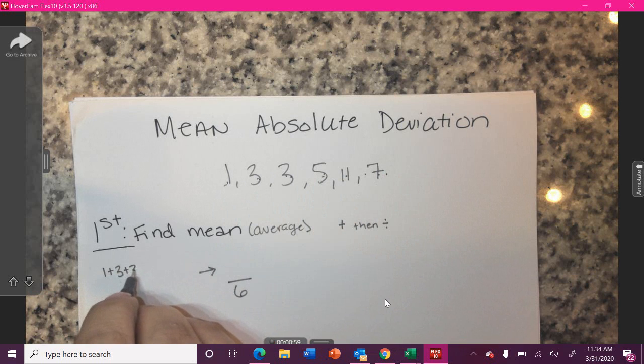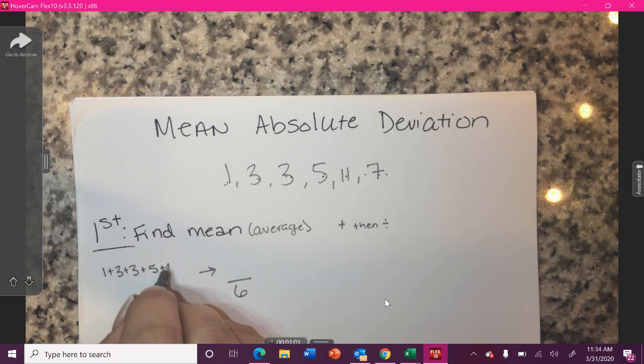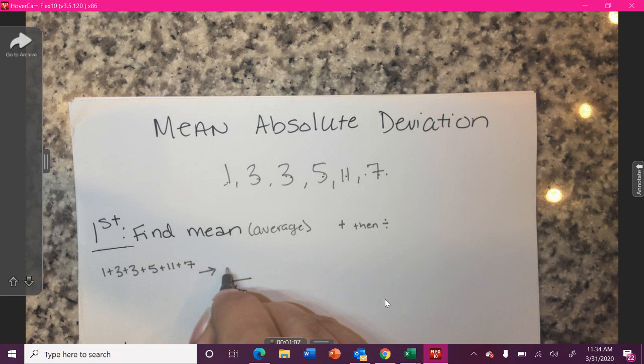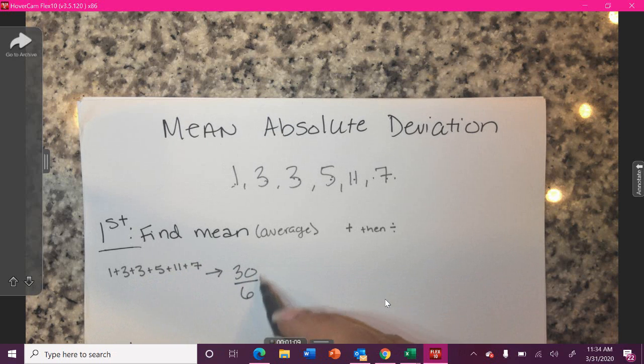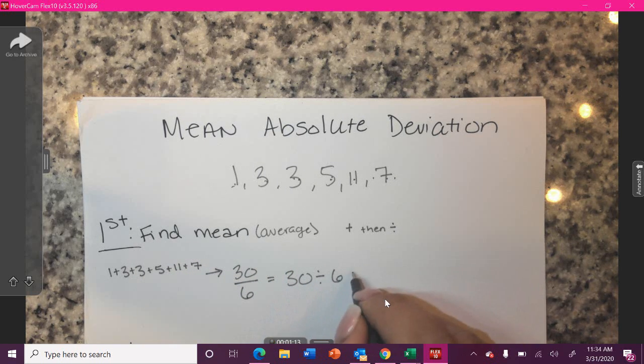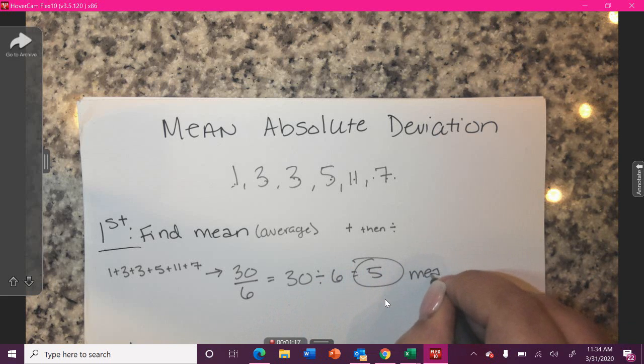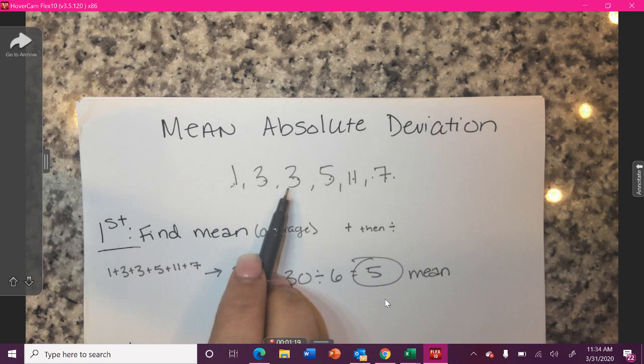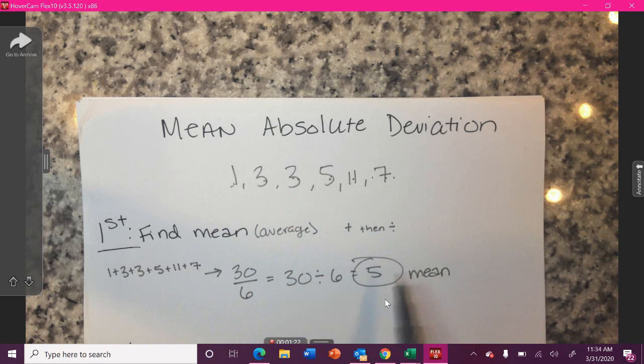Take a minute and see if you can add those up real quick. 1 plus 3 plus 3 plus 5 plus 11 plus 7 is 30. 30 over 6 is 30 divided by 6, which is 5. That means the mean, or the average, of 1, 3, 3, 5, 11, 7 is 5.